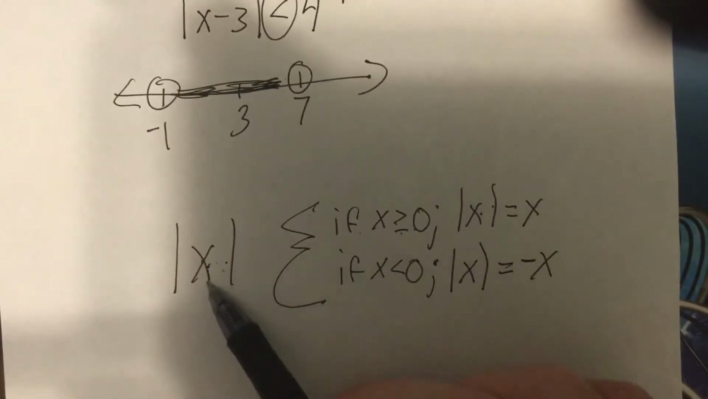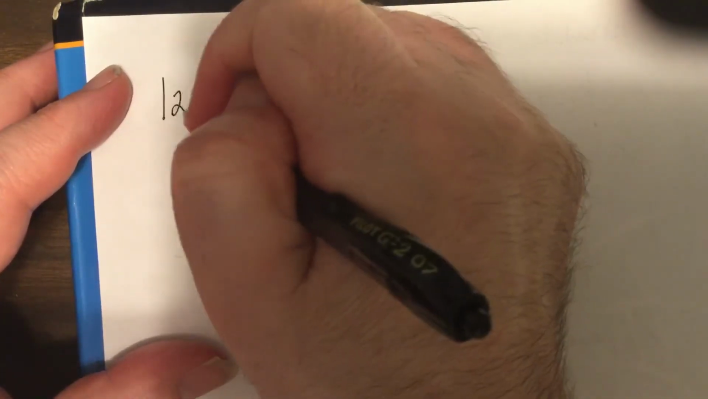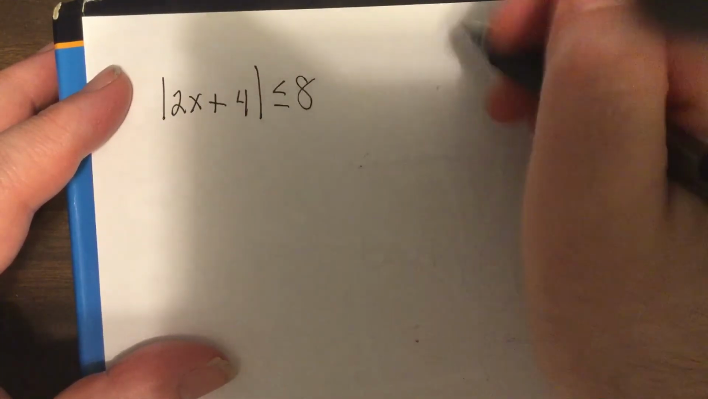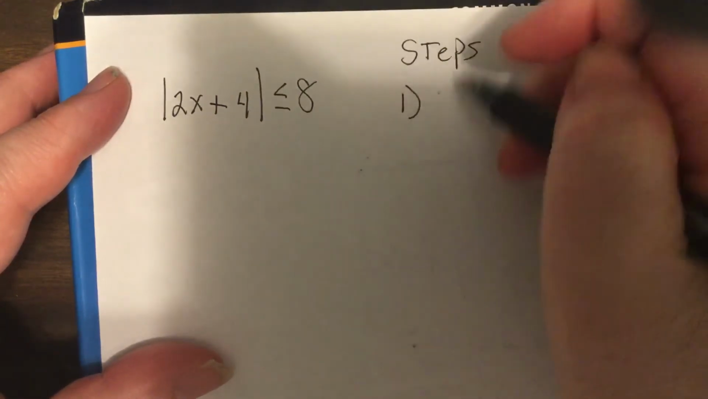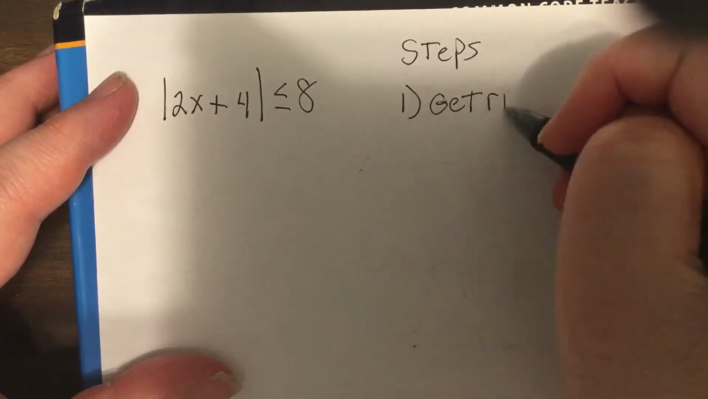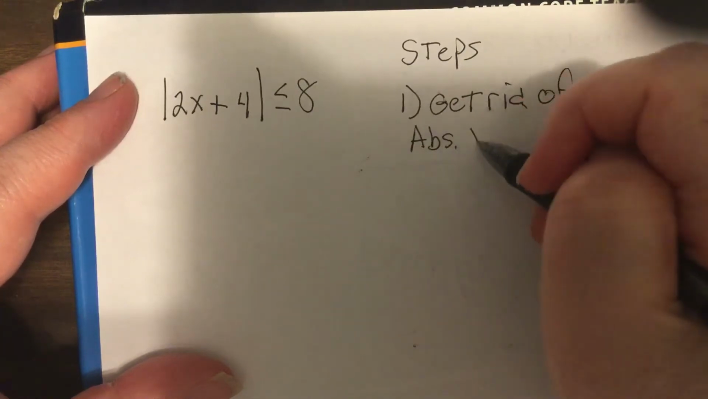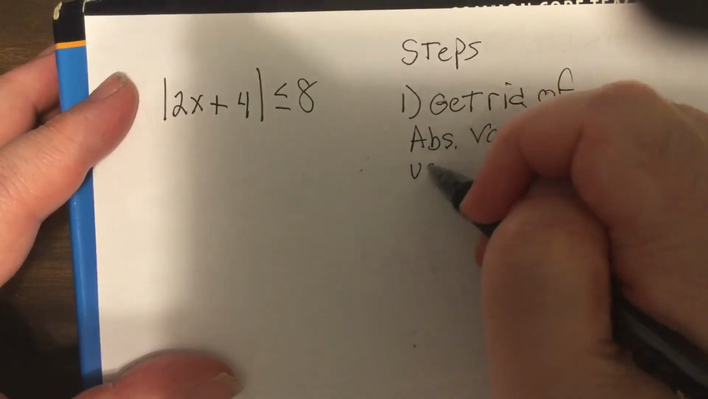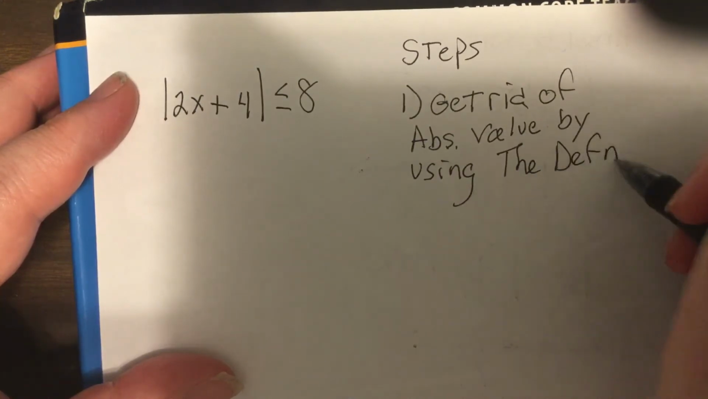So if I don't know what the inside is, I have to do 2 different cases to take care. So here's what I'm going to do. I'm going to do a problem over on the left, and I'm going to put the steps here on the right. So step 1, get rid of absolute value, I abbreviated, by using the definition, which I just showed you on the other side.